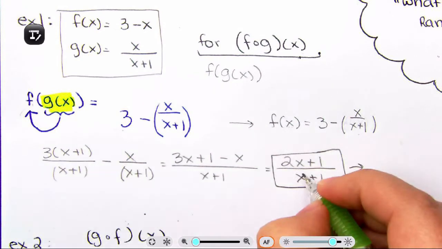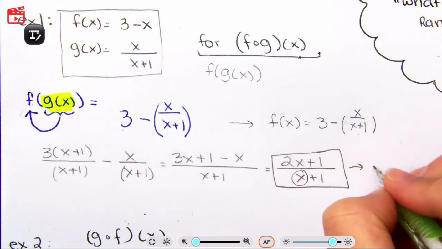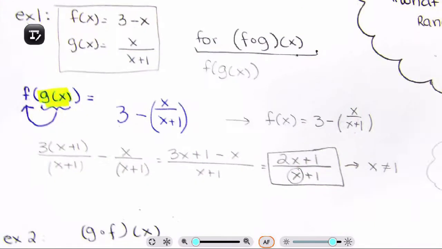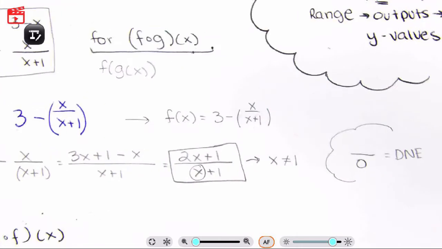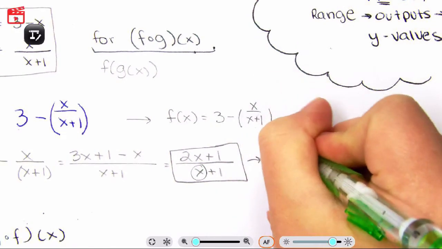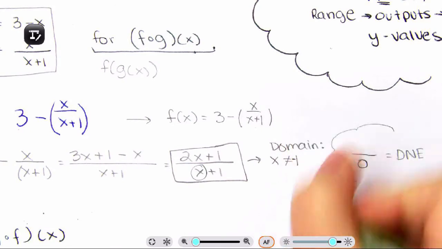And in this case, since we have x in the denominator, x cannot be negative 1 because then we get 0 in our denominator, and 0 does not exist in the denominator. But x can be everything else. So we're saying in our domain, x cannot be negative 1.